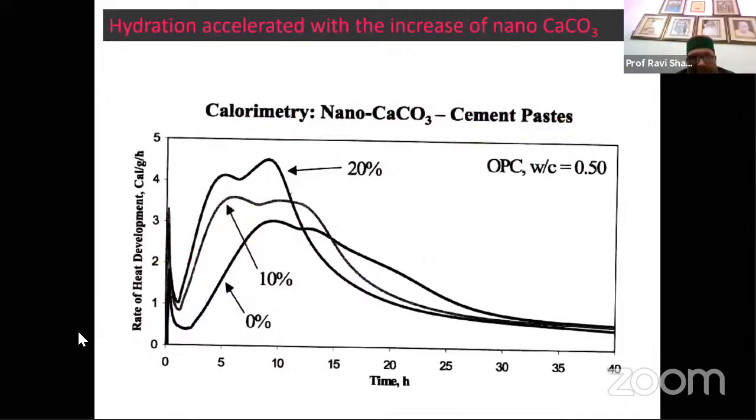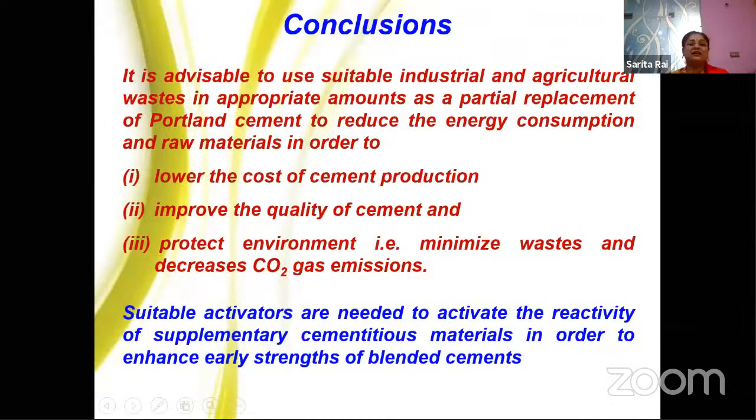It is advisable to use suitable slag and aggregate amounts as replacement of Portland cement to reduce the energy consumption and raw materials in order to lower the cost of cement production, improve the quality of cement, and protect the environment. That is, minimize waste and decrease.